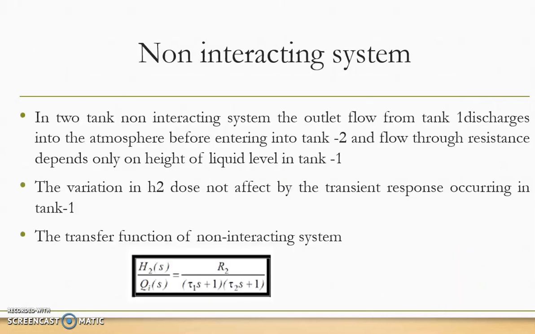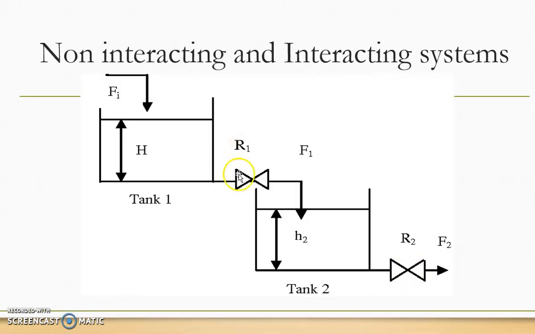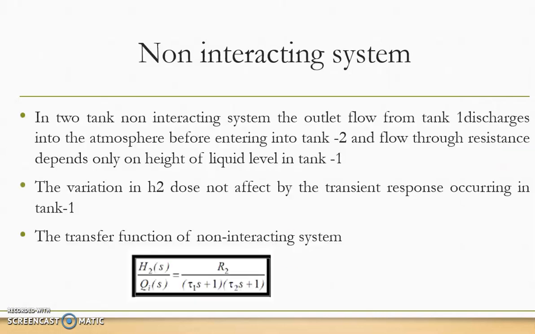In a two tank non-interacting system, the outlet flow from tank 1 discharges into the atmosphere before entering tank 2, and the flow through the resistance depends only on the height of the liquid level in tank 1. So the outlet flow rate coming from tank 1 depends upon the resistance and height associated with the liquid in tank 1. This flow depending only on the height of tank 1 is the non-interacting system.